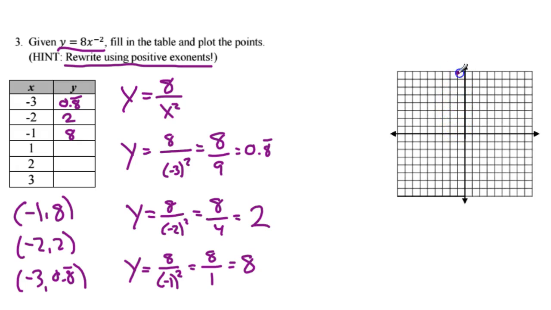Right up there. And we got negative 2, 2. And then negative 3, 0.8 is like almost 1. Oh, it's like right there. Alright. So I put 3 points for you. Do the other 3. And then finish this graph up.